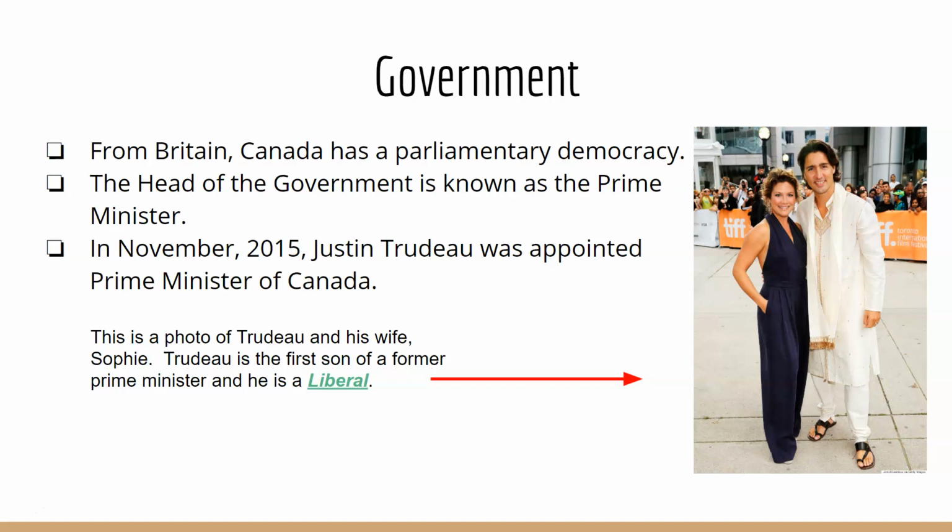Today, Justin Trudeau is the current Prime Minister, and he did win election in November of 2015, and most recently in November of 2019. And you can see in the presentation here, there's a photo of Prime Minister Trudeau along with his wife, Sophie. And he does come from a line of politicians in Canada. In fact, he's the first son of a former prime minister, and he is a part of the Liberal Party in Canada.